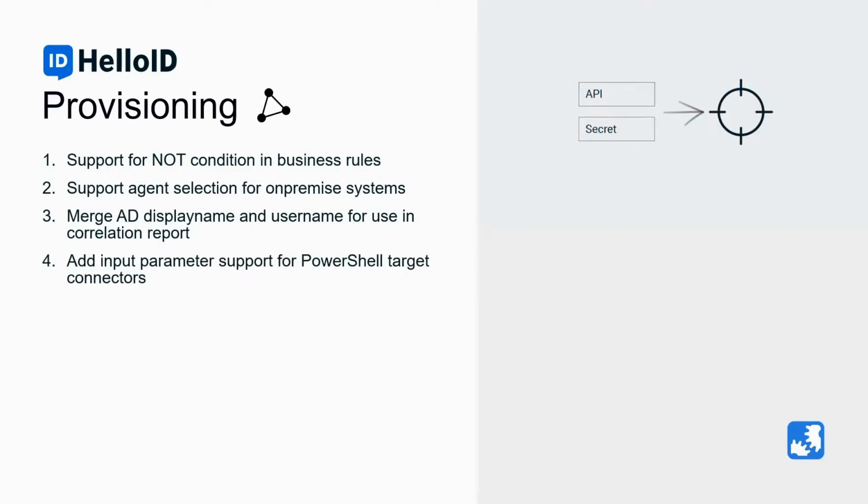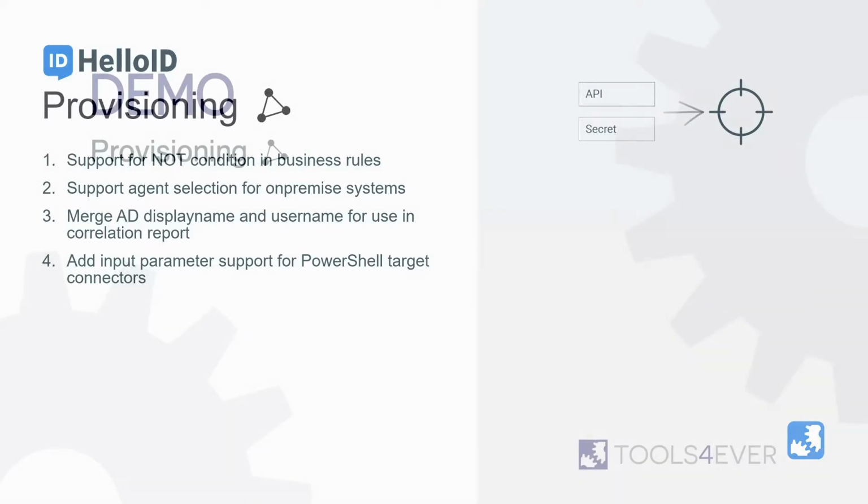Lastly, we have added a new functionality to be used in the PowerShell target connectors. This functionality adds the possibility to configure general input parameters, which can be used inside the target connector scripts. This functionality allows you to separate general configurations from the connector and store system-related settings in a general way.